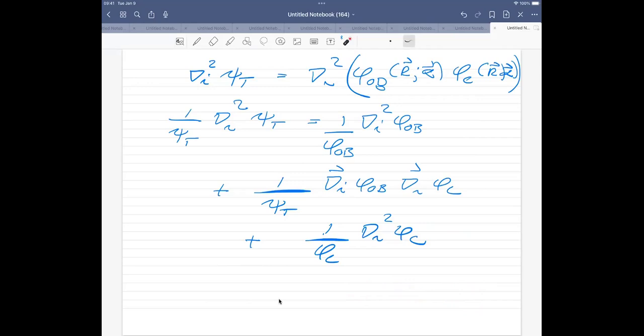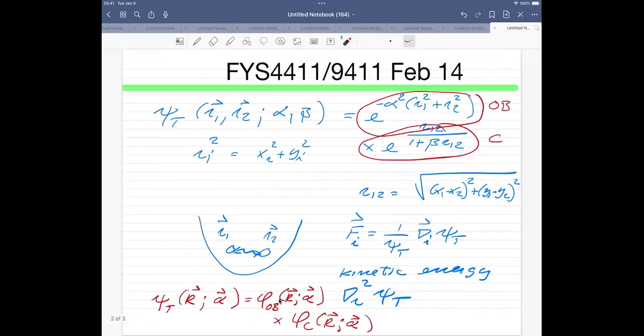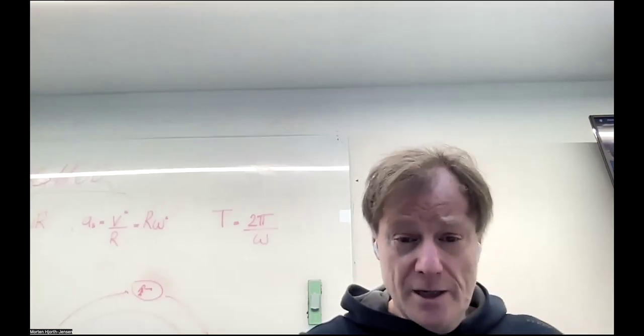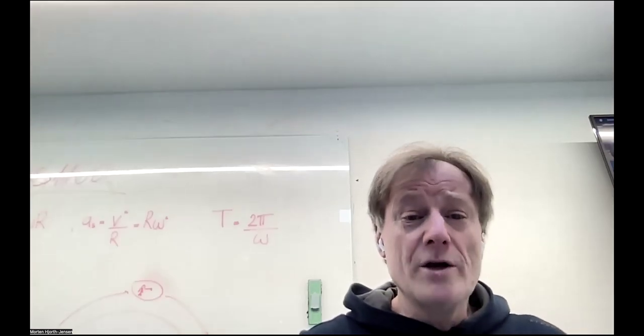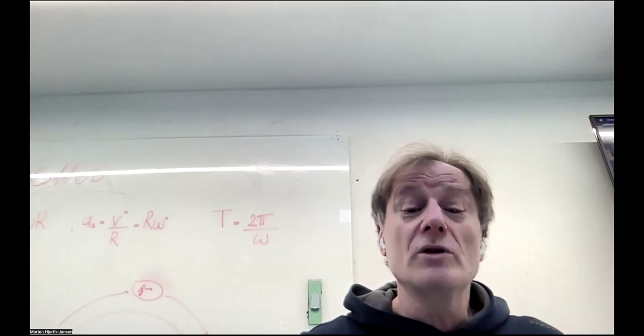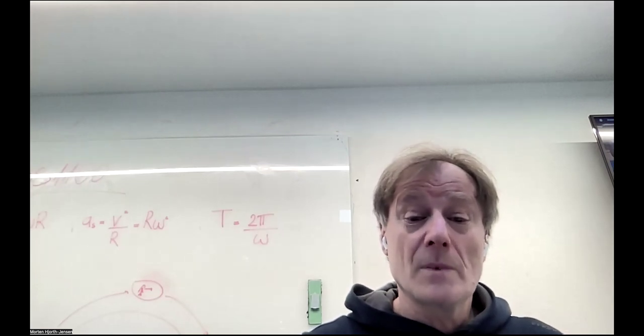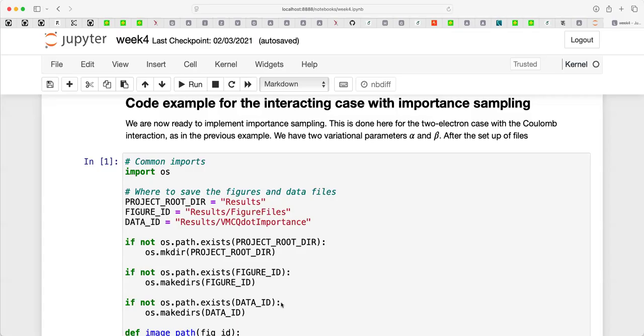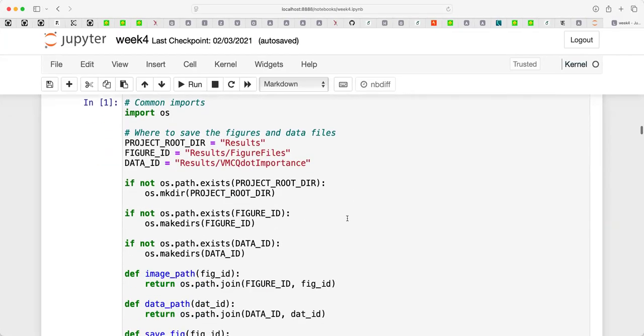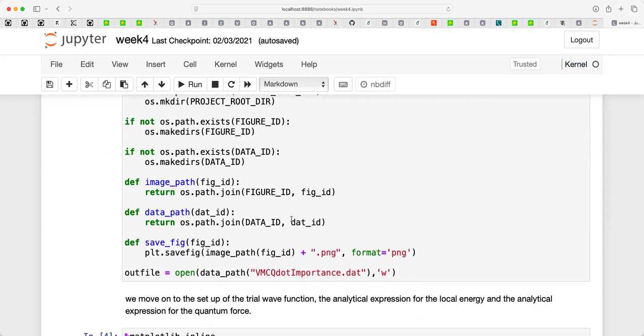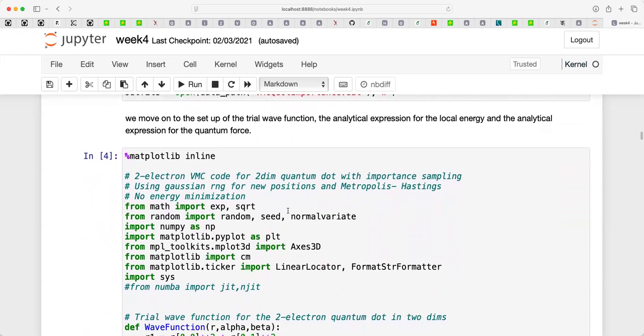So this was just a reminder of what we did last week when we discussed the type of function which we have in the lecture notes. So let's go back to the lecture notes and take a look at the way you need to implement it when you now want to include importance sampling. So let's take a closer look. The first part of the code here is just us setting up the files which we are writing data to. And this is a 2-electron code for a 2-dimensional quantum dot system.